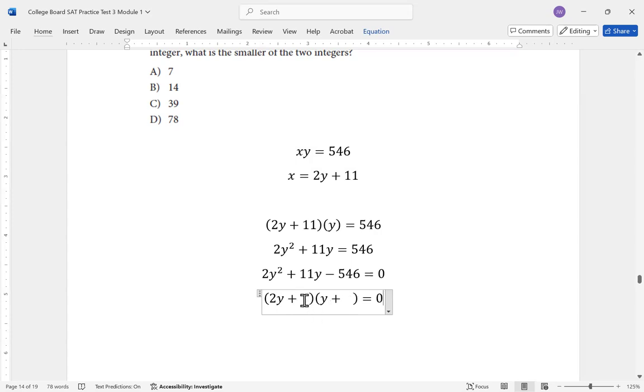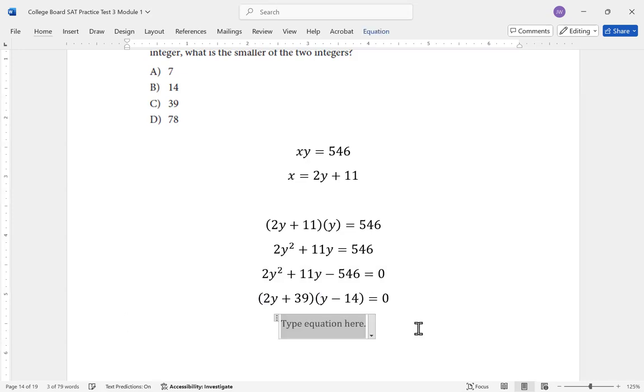And these two numbers that we're going to plug in here have to multiply to give me negative 546. And they have to be such that when I plug them in and expand out my polynomial on the left-hand side, I get 11y as my middle term. So just kind of guess different factors of negative 546. And it turns out the factors that we want are positive 39 over here, and then a negative 14 over here.